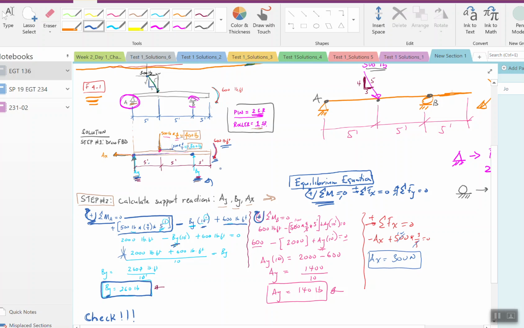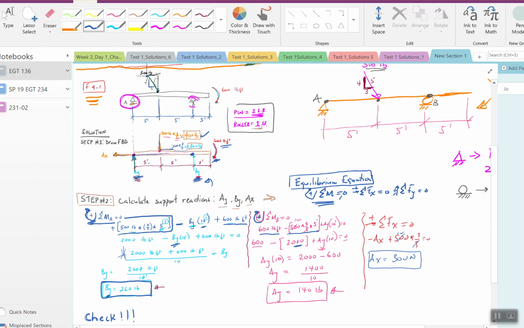Then of course we have 600 pounds. This is a moment right here, and it's going clockwise. And then when we move away from point B, we find a force of 400 pounds here, and that is actually 5 feet away. This is what you have here. This would be 400 times 5, which gives us 2,000 here.